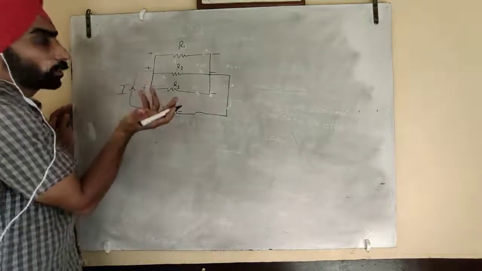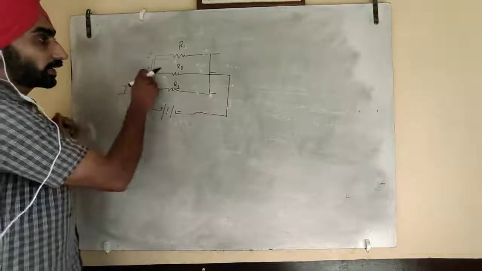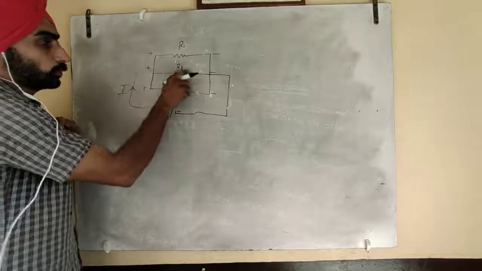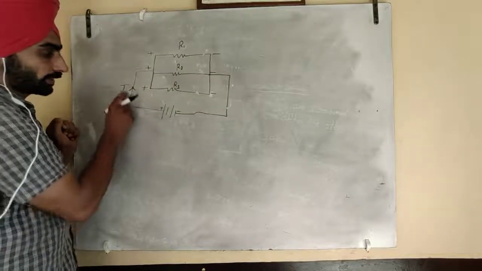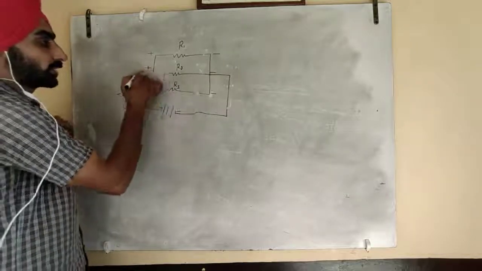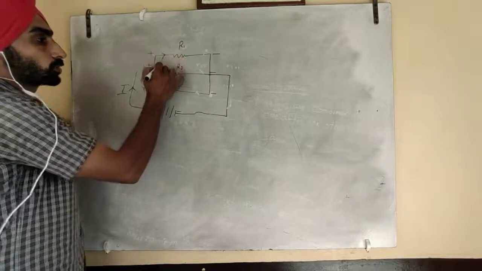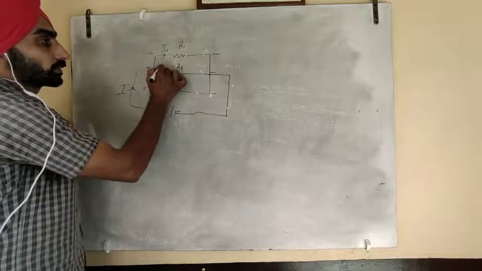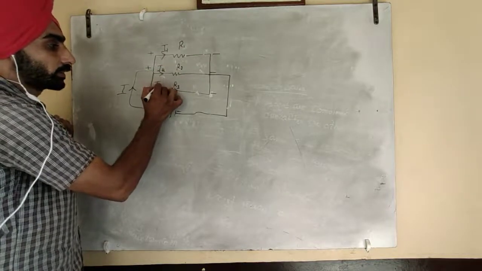So how many paths will I get? I will get 3 paths. Either I can flow through this side, or through this side, or through this side. So I is coming, it can go through this also, this also. So current gets divided. Suppose I1, I2, I3.